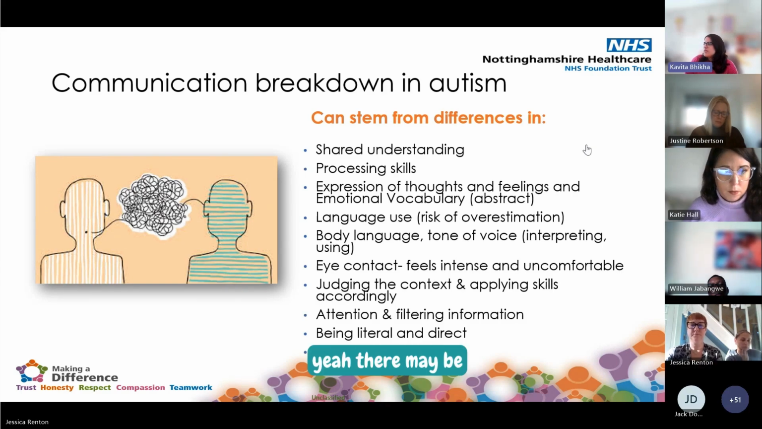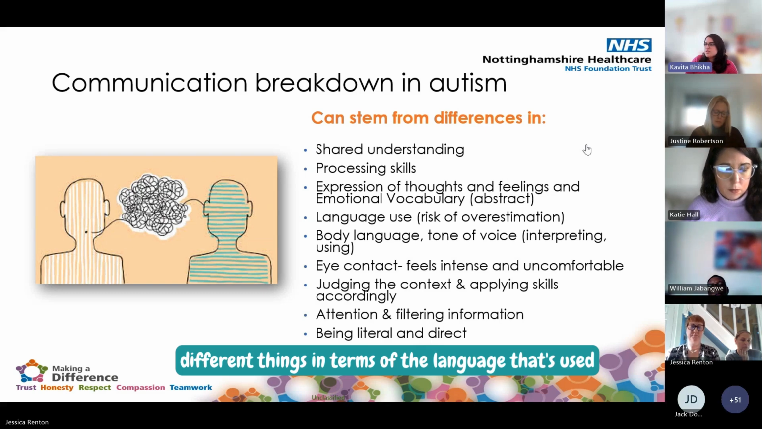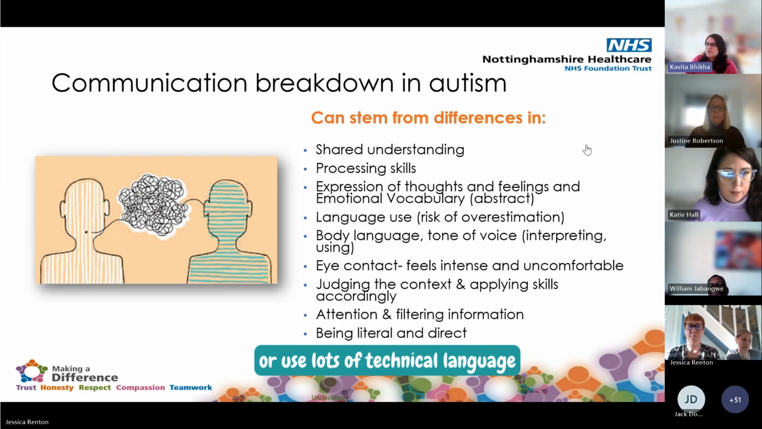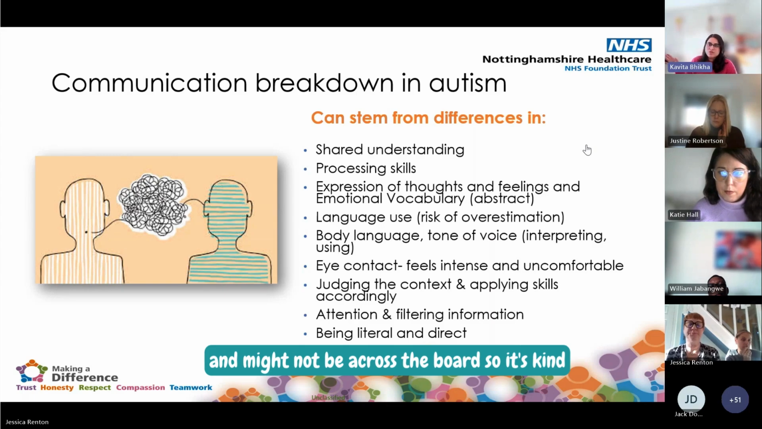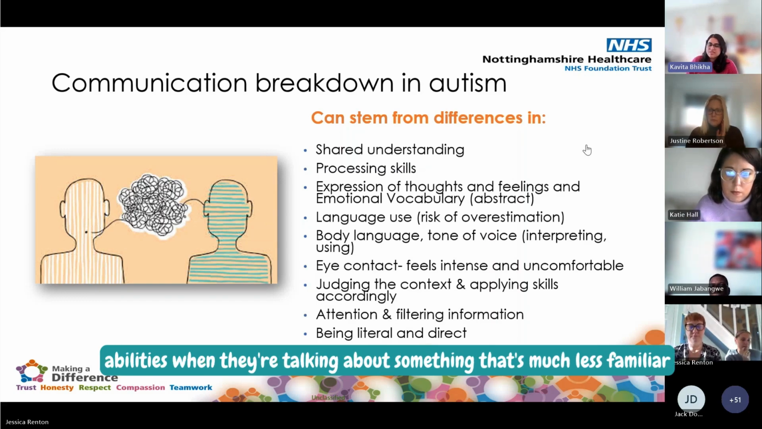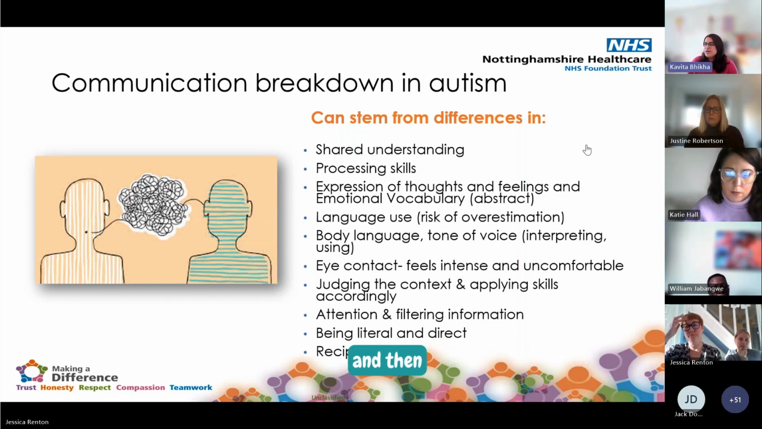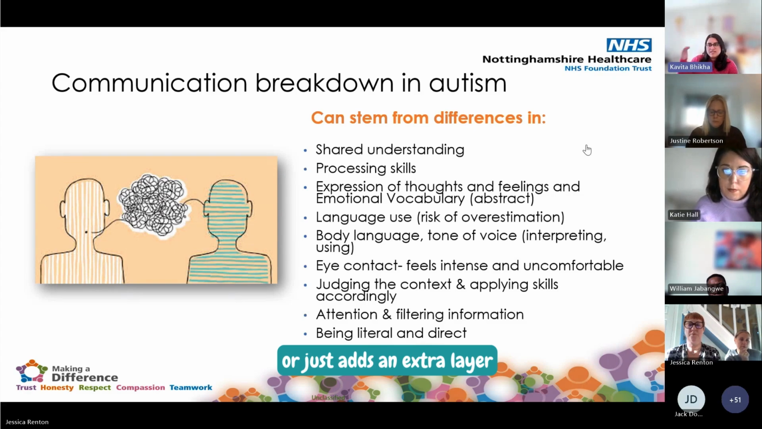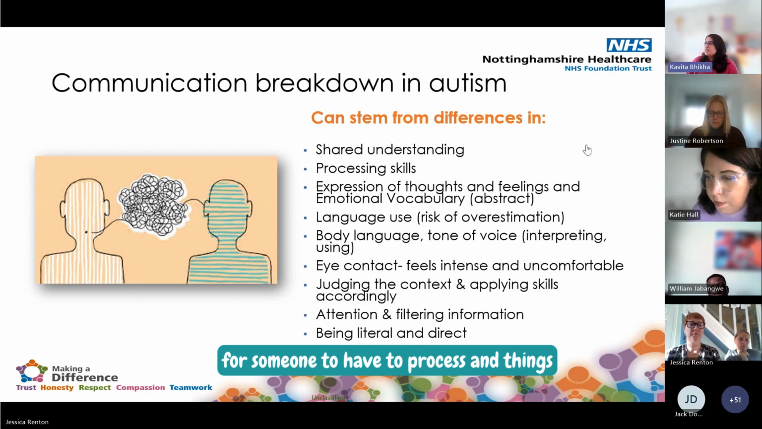Yeah, there may be different things in terms of the language that's used. Some people may come across as really knowledgeable or use lots of technical language, and it might be specific to certain topics, not across the board. So it's about thinking how other people might also overestimate their abilities when talking about something much less familiar. And then thinking about body language and tone of voice. Sometimes those things can be quite distracting, or just add an extra layer for someone to have to process.